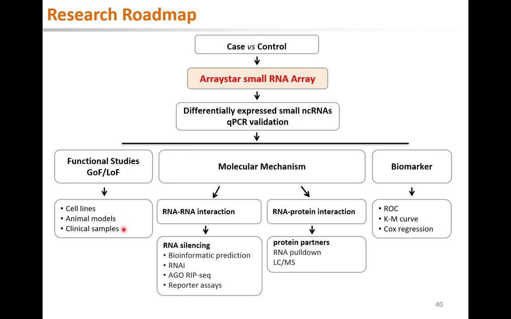The molecular mechanisms can be studied for small RNA interaction with the target RNAs, for example, by bioinformatic targeting prediction, interfering RNA silencing, AGO binding, or reporter assays for the regulatory effects of the targeted regions. The functions of the majority of the proteins are known and are cataloged. The proteins interacting with small RNAs are often indicative of the perturbed functions of the differentially expressed small RNAs. The small RNA protein partners can be studied by RNA pull-down and are identified by tandem liquid chromatography and mass spectrometry, or LC-MS.